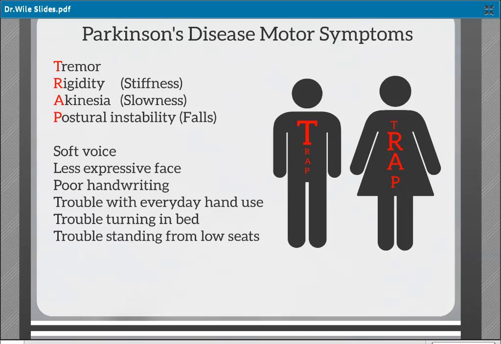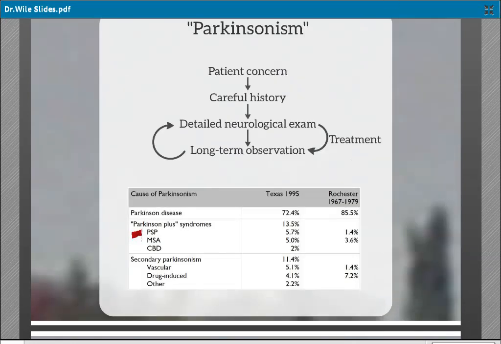The ways that the movement problems show up are softness of the voice, changes in facial expression and handwriting, things that you use your hands for. So cutting food, getting dressed, hobbies and activities, woodwork, anything you use your hands for, and trouble turning in bed. That's a problem with the muscles in the middle of the body rather than in the outside parts of the body, in the hands and the feet. Trouble standing from low seats like a deep chair or a sofa or a car. That's again middle of the body muscle problems. So we'll keep on moving here.